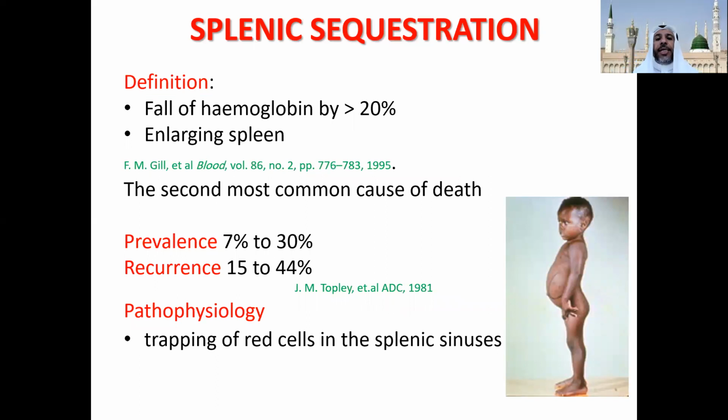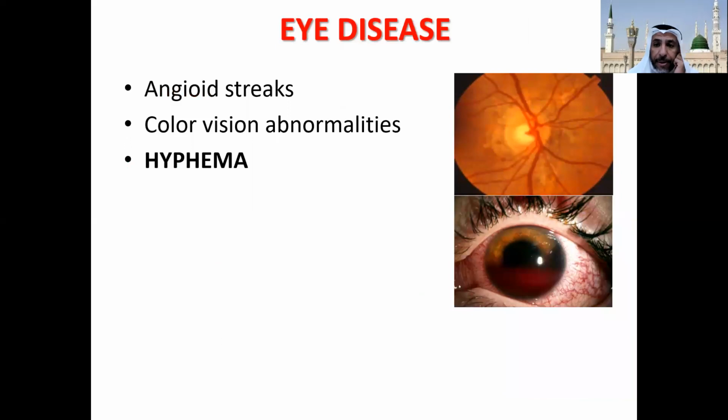Splenic sequestration, the disease of children, happens in about one fifth of our patients. It is a sudden enlargement of the spleen and a sudden drop of the hemoglobin. It is the second most common cause of death, particularly, as I said, in children, and usually it happens during the first 3 years of life with high mortality and recurrence rate. That is why we keep those patients on transfusion to keep the hemoglobin low till the age of 4 or 5, where we do splenectomy for those patients.